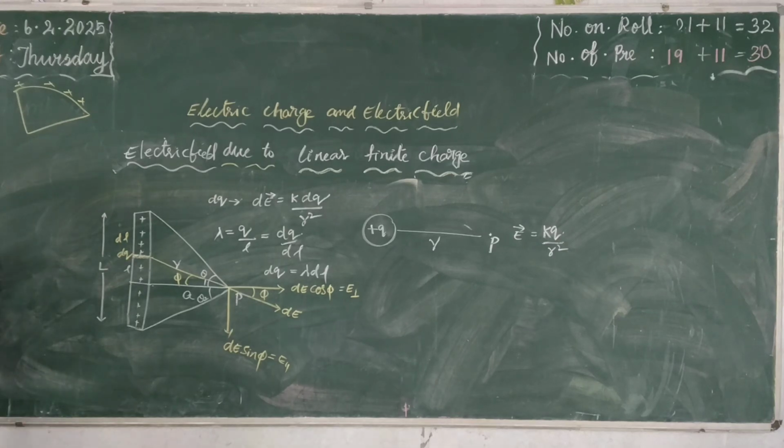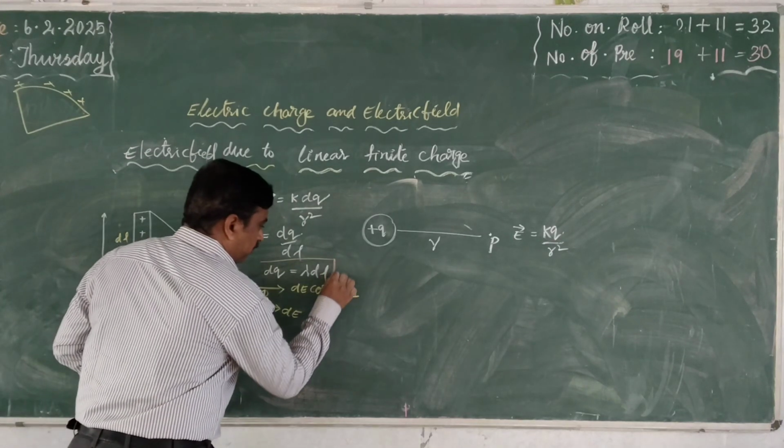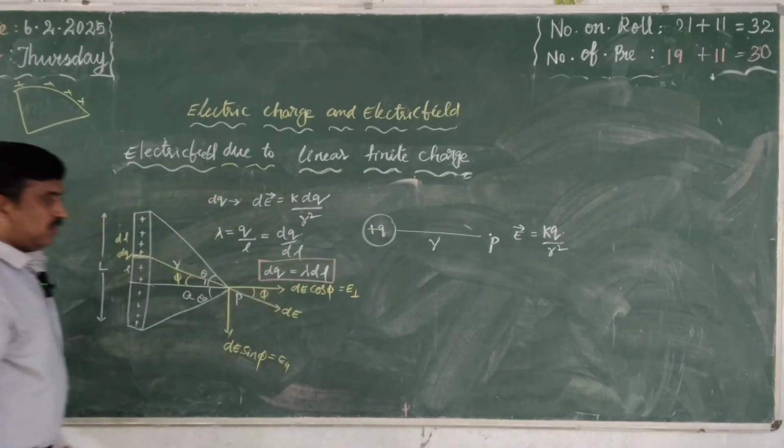See, next one more point. dq we can find out. What is the dq value? Lambda dl. We can keep this aside, so later we can use this one.